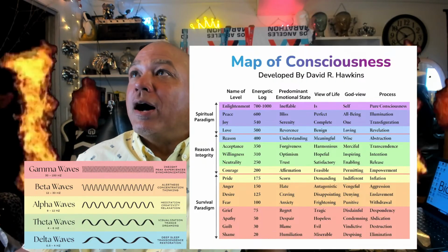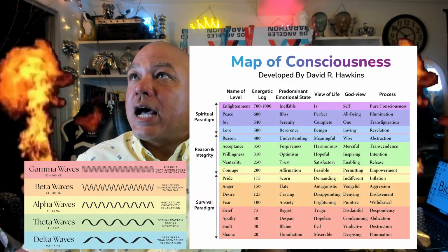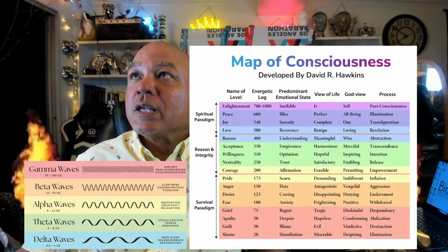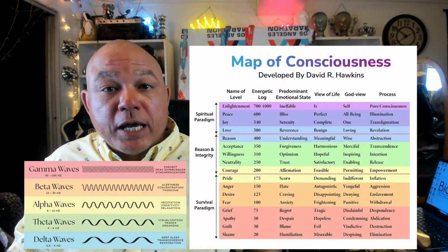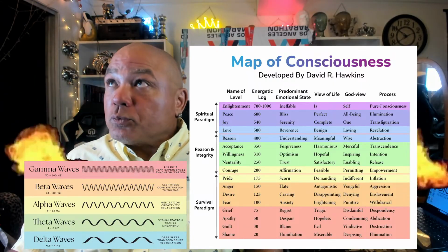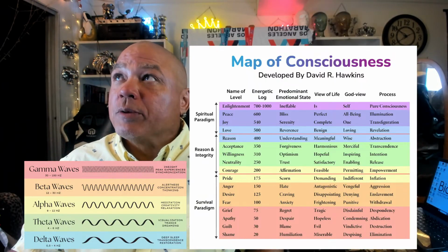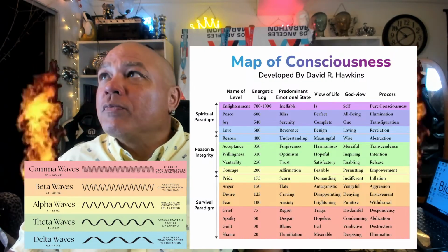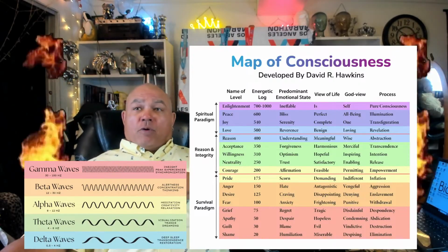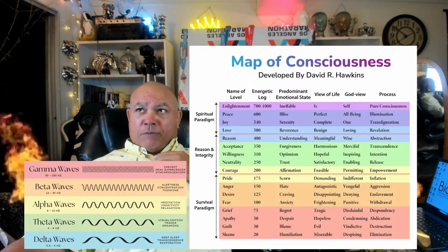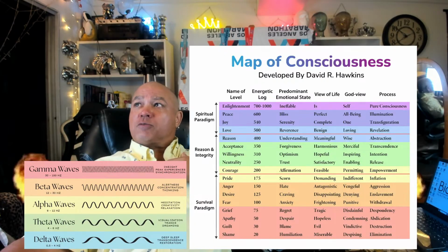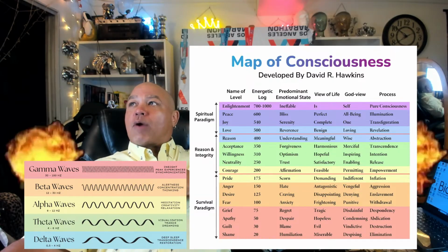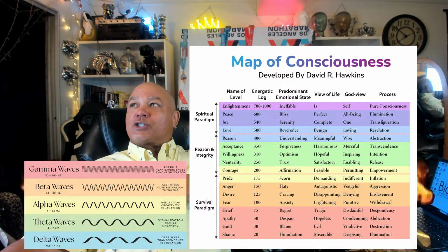All right, now, above that, now we're getting to the good zone. You see how it's still in reason and integrity, but it's at the very top. Reason. I like to stay there, and I don't want to be any lower than that. Reason. With an energetic log of 400, their predominant emotional state is understanding, because they're reasonable people. And their view of life is meaningful. Yeah, well, if you reason, if you think about it, of course life is meaningful. Their view of God is wise, and their process is one of abstraction.